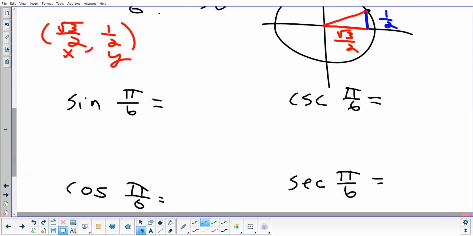All right, let's go through all 6. Let's see, how about, Jade, can you tell me what my sine would be?